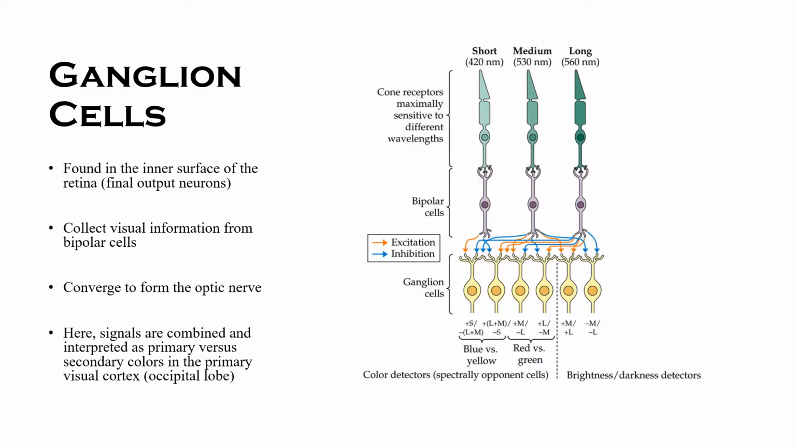So once the signal transmits through the bipolar cells, it then enters the ganglion cell layer. The ganglion cell layer is basically the final output neurons, if you will, found in the inner surface of the retina. The ganglion cells collect that visual information from the bipolar cells, and then that information is combined and interpreted as primary versus secondary colors in the primary visual cortex, or your occipital lobe. It is important to note that it is the ganglion nerves that converge to form the optic nerve.